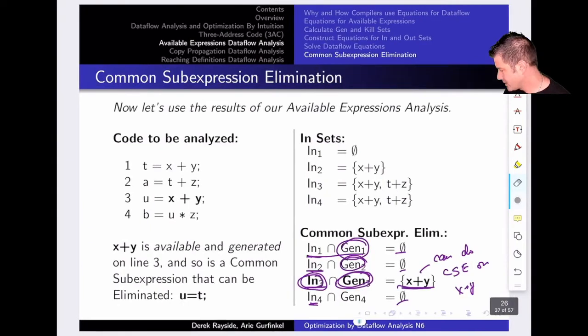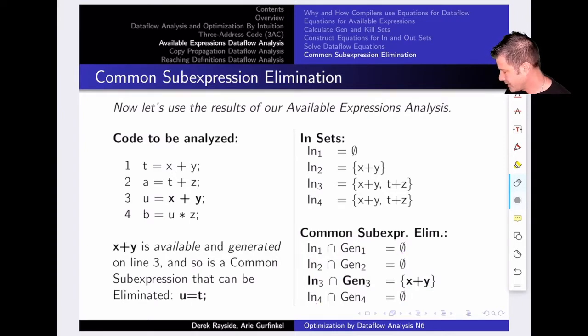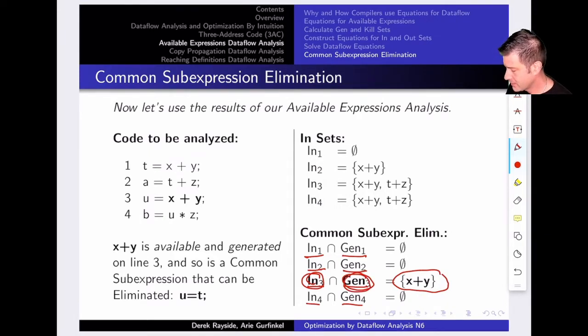Our computation is like this. So we said that all we have to do is take an intersection between what is available on input and what the statement actually wants to produce. And if there's something here which is not an empty set, then we know that we can use whatever is available instead of generating it. And so we can eliminate the common subexpression.